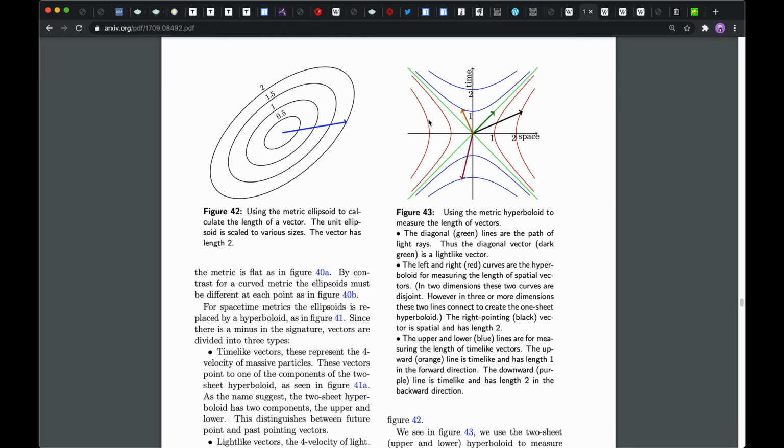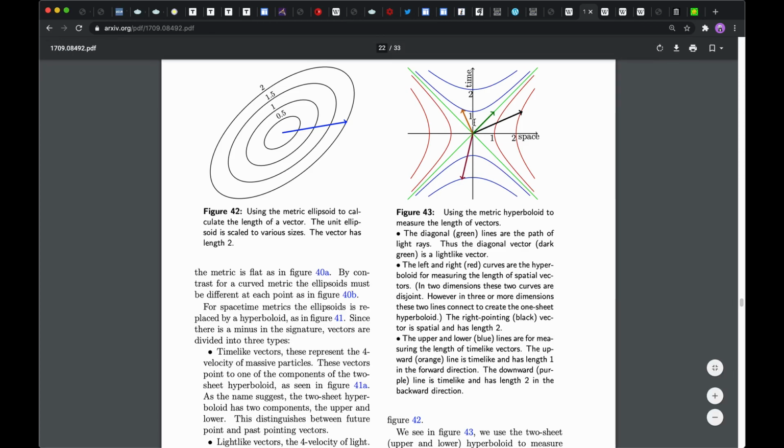Yeah, and here on the right, in figure 43, we see how to measure the length in basically Minkowski space. So we have all of those hyperbolas and those lines here, and in that space you can see that we'll have different lengths measured by the hyperbolas.